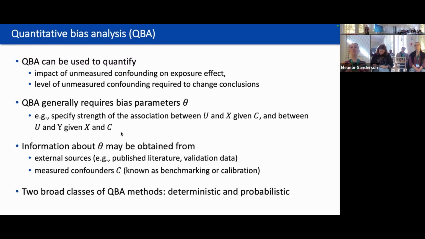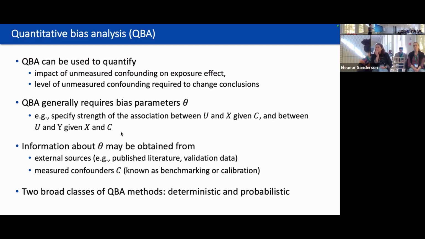The bias model will have one or more parameters which will conceptualize our assumptions about the unmeasured confounding, the relationship between the unmeasured confounders and the study data. Typically, there is a parameter to specify the strength of the relationship between the unmeasured confounders and the exposure given the measured confounders, and another one for specifying the relationship between the unmeasured confounders and the outcome given the exposure and the measured confounders. Now, because we haven't measured U, we can't actually estimate it based on these bias parameters.